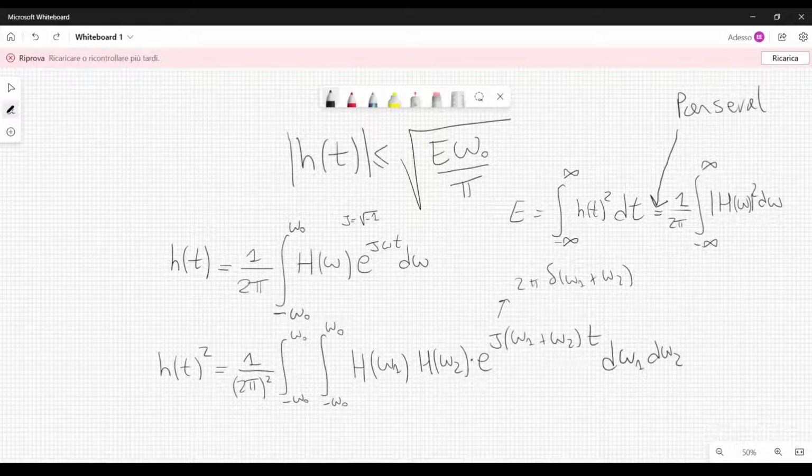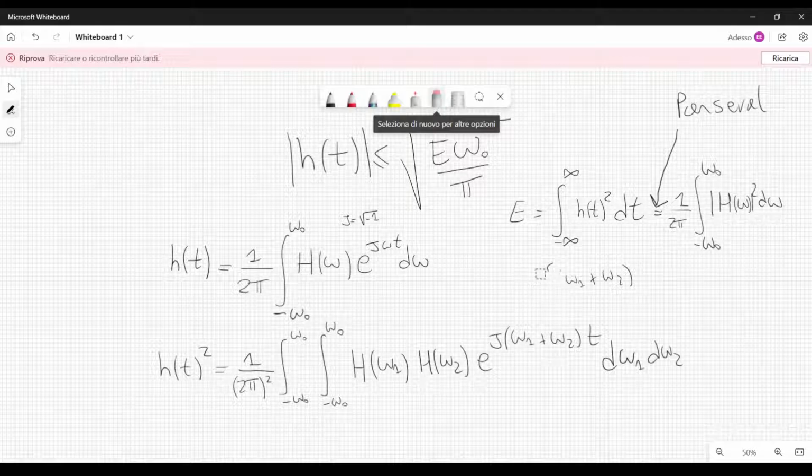But as I said, we have a band limited system. So in here, I can also put minus omega naught, and up here, I can also put omega naught, like this. Okay, so the Parseval's theorem is really an easy consequence of, a simple consequence of this expression.